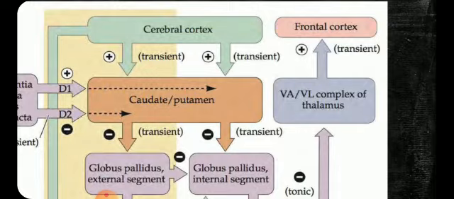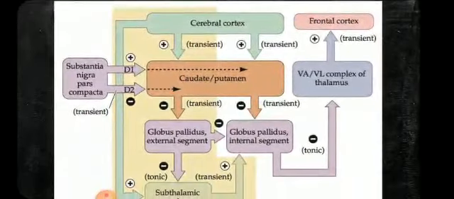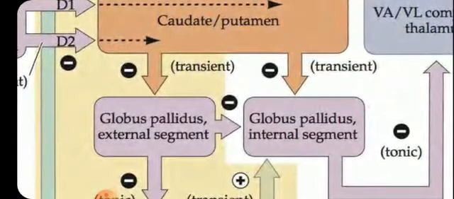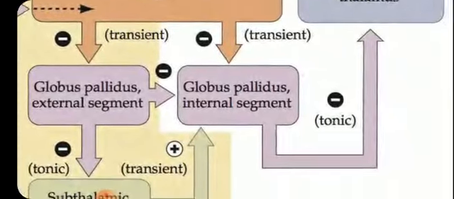From there, fibers arise which supply the direct pathway. Direct pathway means fibers arising from the striatum, the caudate. The orange colored one is the striatum, which includes the caudate and the putamen. The fibers end in the globus pallidus internal segment.